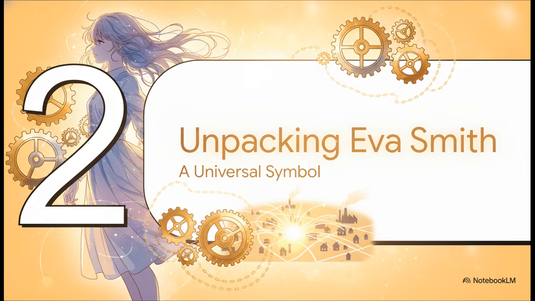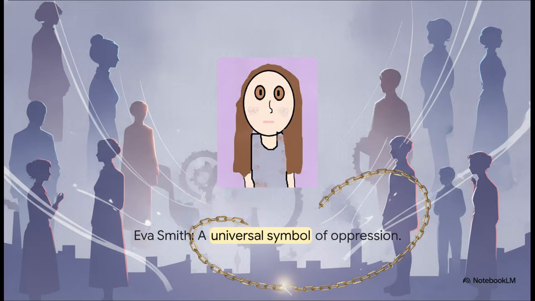Section 2. Unpacking Eva Smith. Let's move over to our central character and see how she functions as the ultimate symbol in this landscape. What's truly fascinating about Eva is that we never actually find out her true identity. There's this brilliant ambiguity to her, which allows her to act as a universal symbol for the oppression experienced by the lower classes, and particularly women, back in early 20th century society.